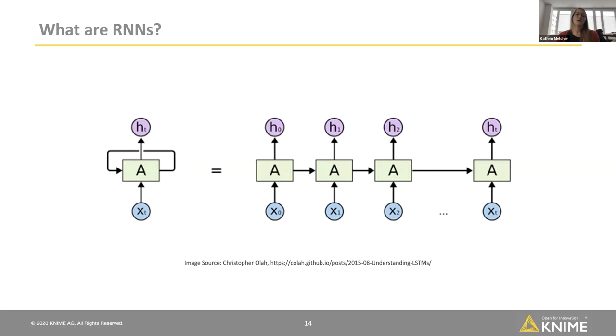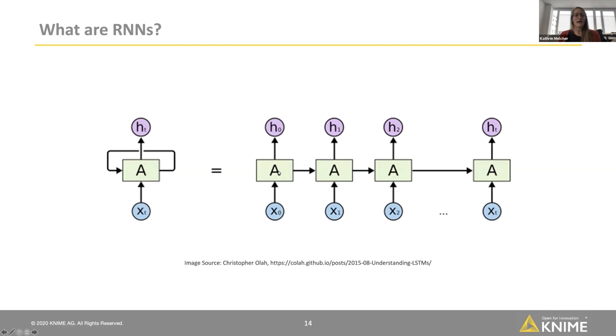And on the right-hand side, you see the so-called unrolled version of this network, where we see multiple copies of the same network. This means really the same weights that we apply to each step in our sequence. And in addition, we have some additional hidden states that connect the different copies of this network.